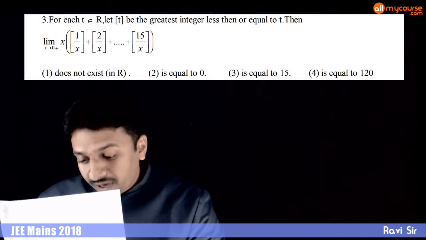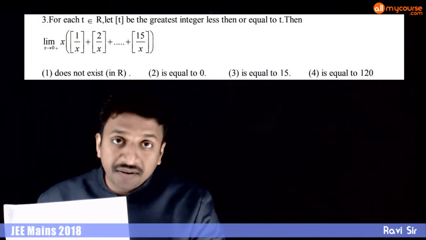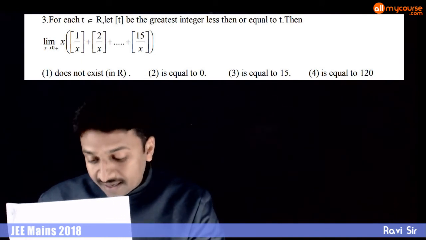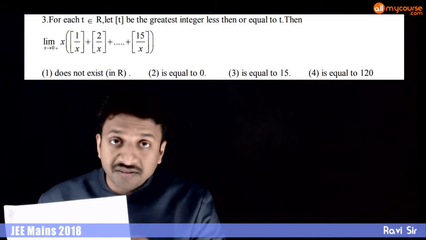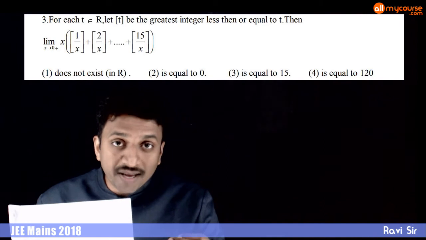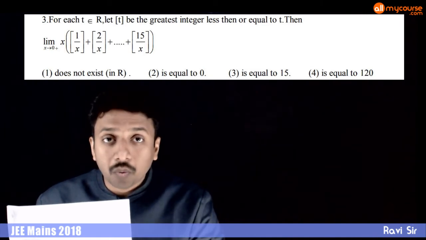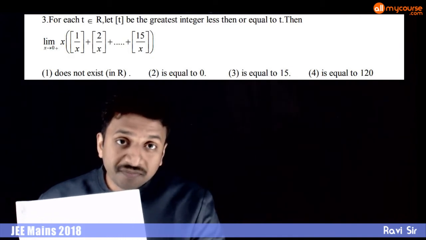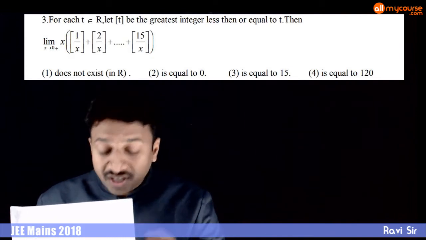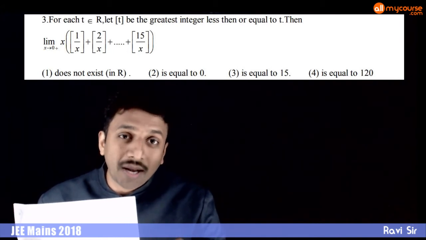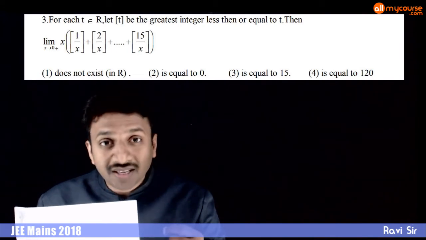So let's go to the third question. For each t belongs to R, integer part of t is the greatest integer less than or equal to t, then limit x tends to 0 plus x times integer part of 1 by x plus integer part of 2 by x plus so on up to integer part of 15 by x. This is a question based on sandwich theorem, and once you use sandwich theorem and solve this, you'll find that this limit will be exactly equal to 120. So 120 is the answer to this question.